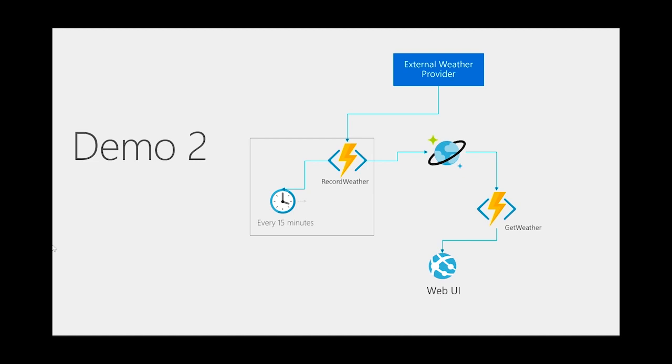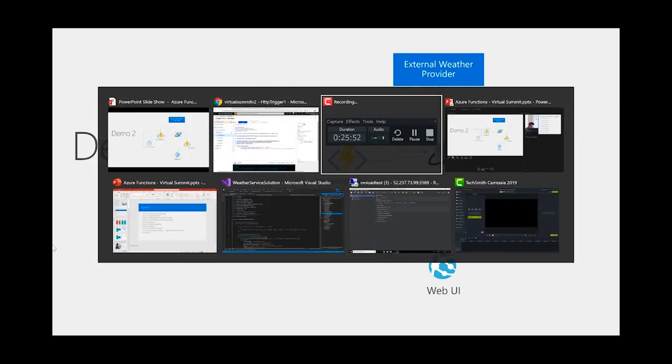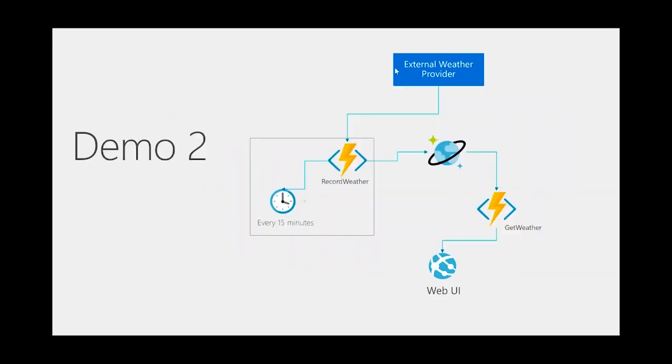And then I have a second function, and that second function will act as an API layer to serve my web UI to pull the data from the database. So it's a pretty simple and straightforward example, not rocket science. I'm going to show you the example in Visual Studio.